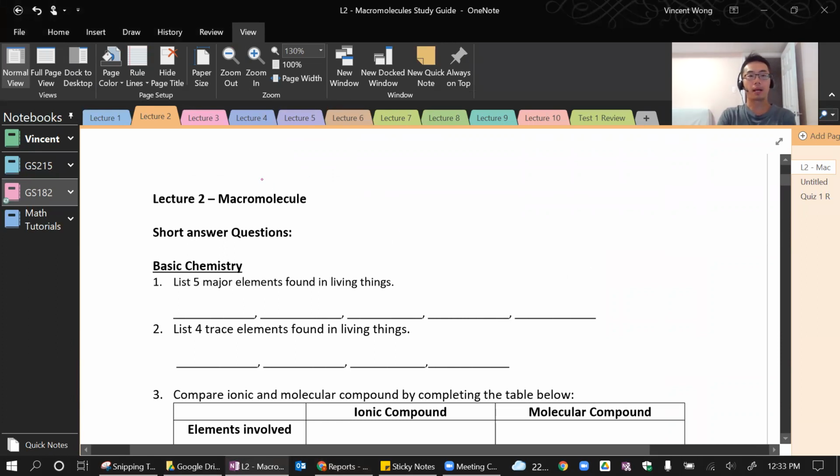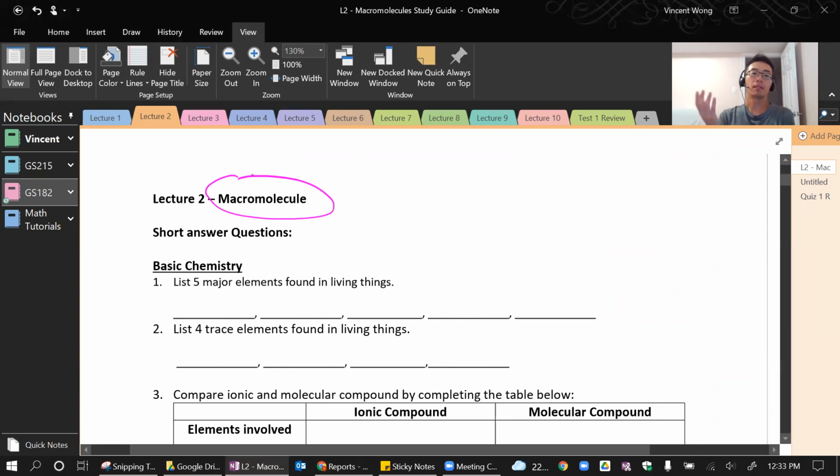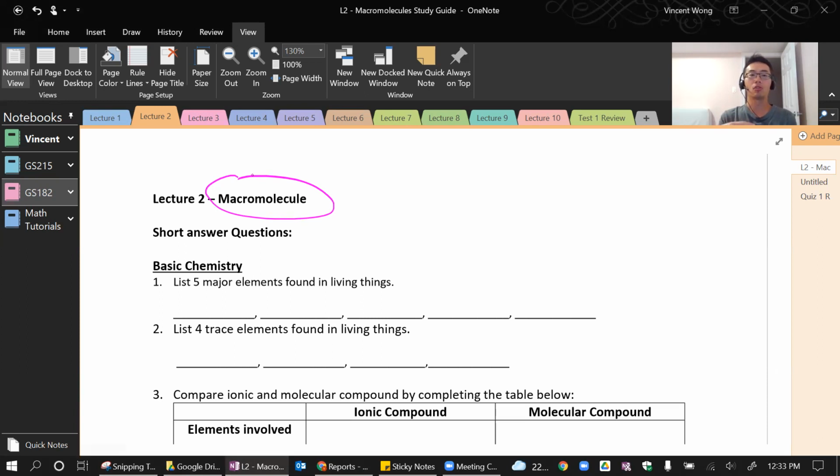Macromolecules. What are macromolecules? Well, macromolecules are really big molecules, basically. Macro means big. So something like water, H2O, is a tiny molecule because it only has 3 atoms in it: 2 hydrogens and 1 oxygen. A macromolecule, on the other hand, instead of having 3 atoms, would have thousands and thousands of atoms. So that makes it really big. And in the lecture, we learned that there are 4 different types of macromolecules: carbohydrates, proteins, nucleic acids, as well as lipids.